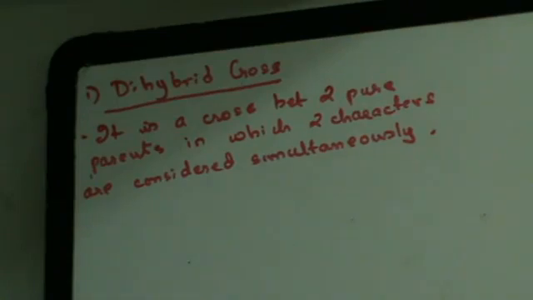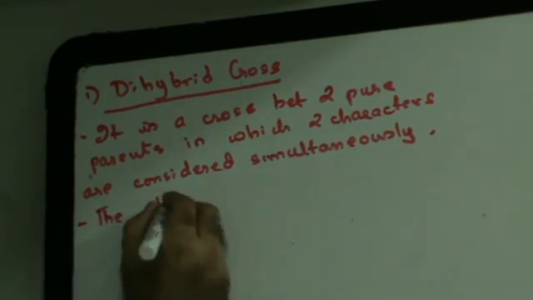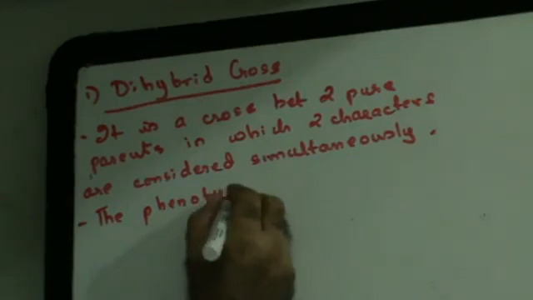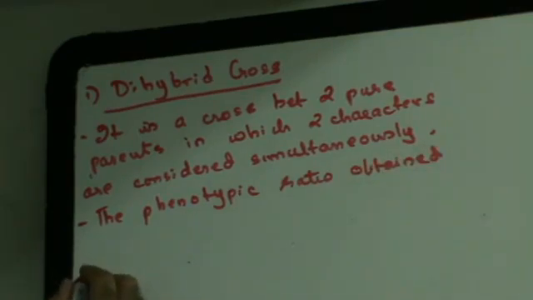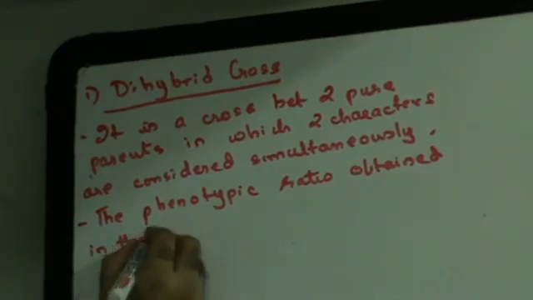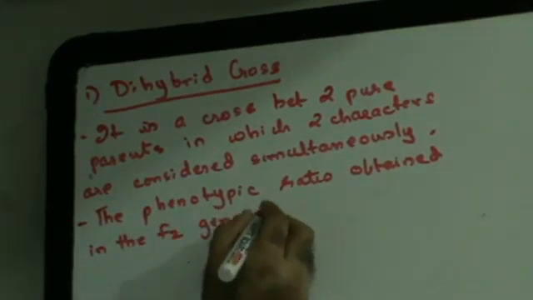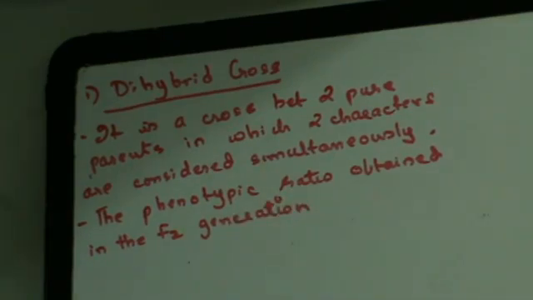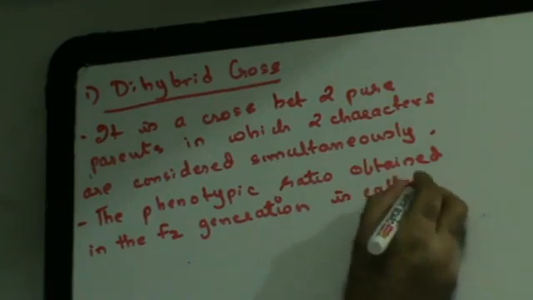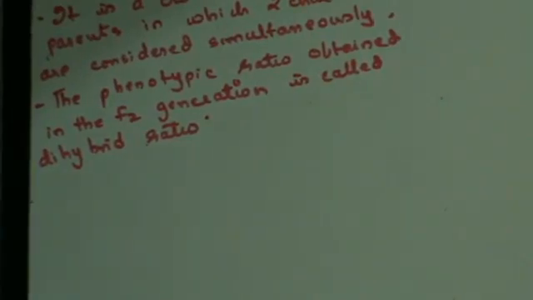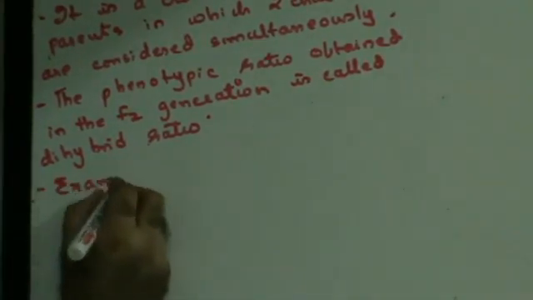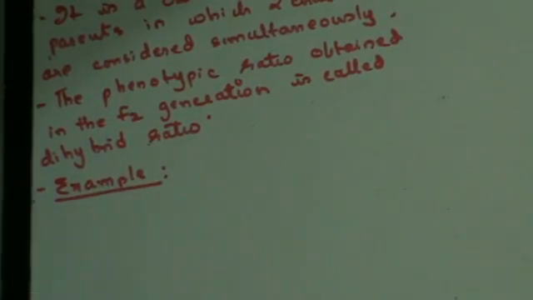The phenotypic ratio obtained in the F2 generation is called the dihybrid ratio. Right? Now let's try to understand this with the help of an example. Let's try to understand dihybrid ratio with the help of an example.